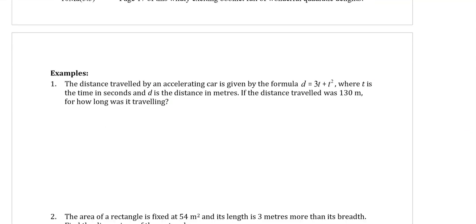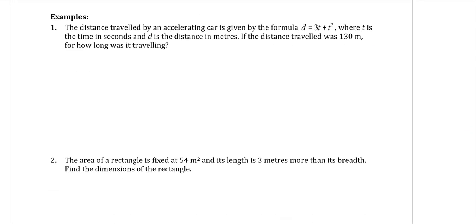Okay, so let's have a look at our first problem. Number 1. The distance travelled by an accelerating car is given by the formula d equals 3t plus t squared. So this is good because I'm already given the equation that I'm going to use and the pronumerals as well, so I don't need to define those.